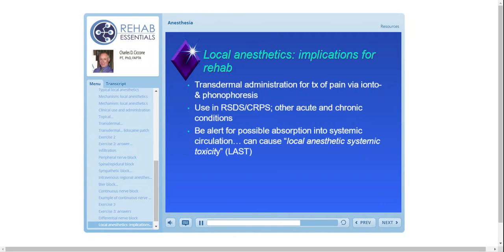But be alert for the possible absorption of a local anesthetic into the general or systemic circulation. I mentioned briefly before that these drugs are very toxic to the brain and to the heart, and it can cause a condition called local anesthetic systemic toxicity, or as it's abbreviated, LAST. This is a huge problem. The drug should stay local, but what if it's injected really close to a capillary bed, or actually inadvertently injected into the bloodstream? This can occur. So let's take a look at some of the symptoms of LAST that we might be looking out for.